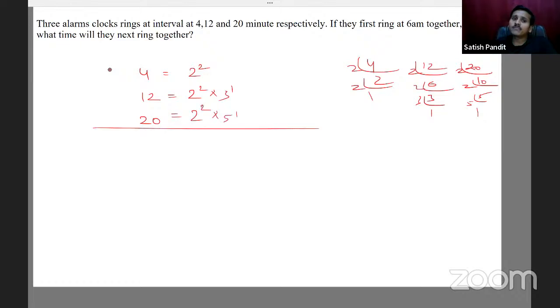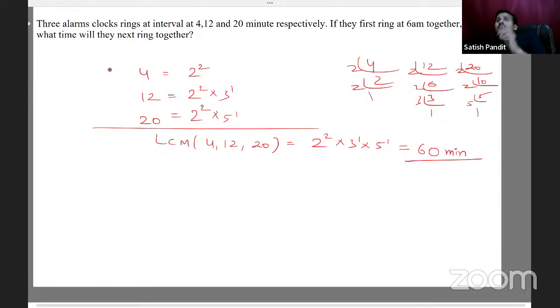How do we find LCM? For LCM, don't take anything common. Whatever prime factors are there, you put the highest power. 2 to the power 2, 3 to the power 1, 5 to the power 1. 4 times 3 is 12, 12 times 5 is 60. 60 minutes is the LCM.